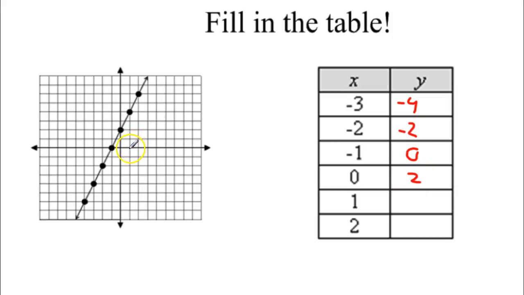When x is 1, that's right here, how many do I go up? 1, 2, 3, 4. I go up 4. And the last one, when x equals 2, how many do I go up? 1, 2, 3, 4, 5, 6. Bam, there you go. If you look at this, it looks like every time x increases by 1, y is increasing by 2. So that would be the rate of change, a plus 2.